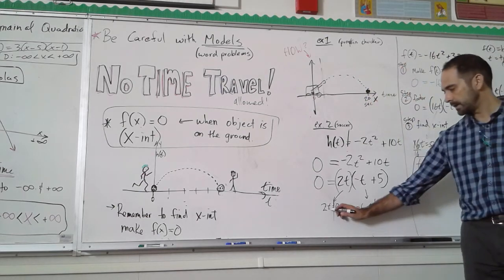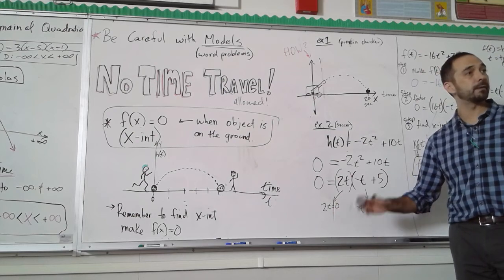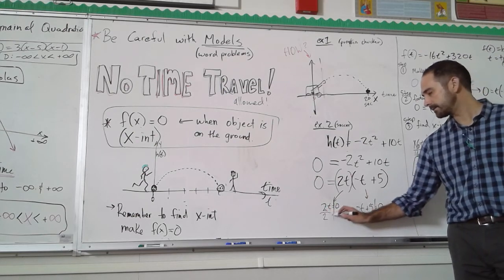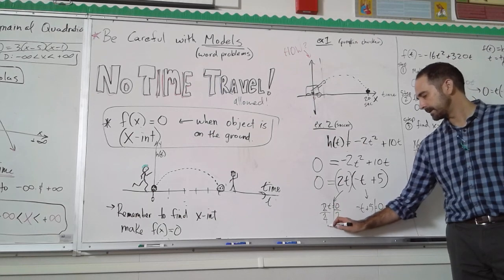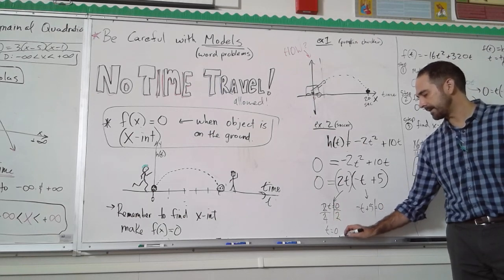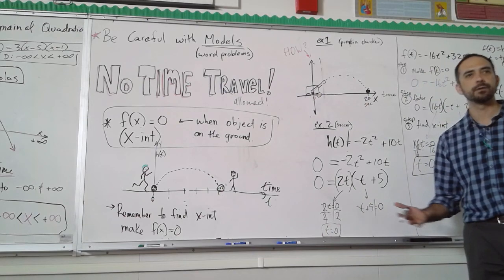2 times t, how do I get rid of the 2 instead of multiply? Divide. So t is 0. Does that make sense? Because at time of 0, the ball's on the ground. I haven't kicked it.